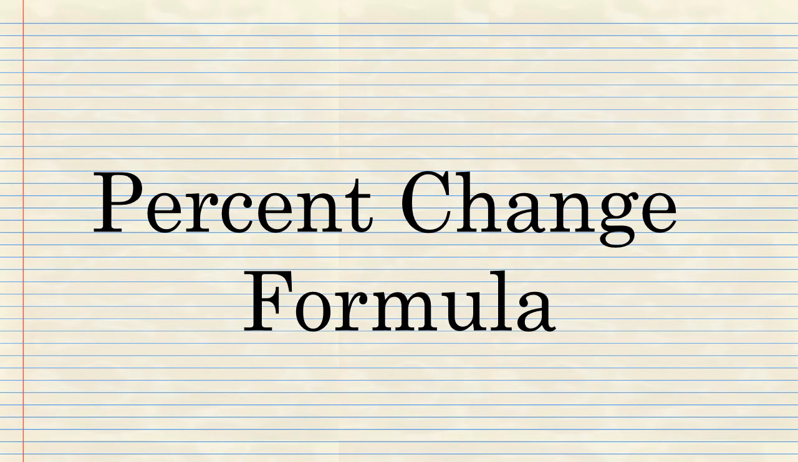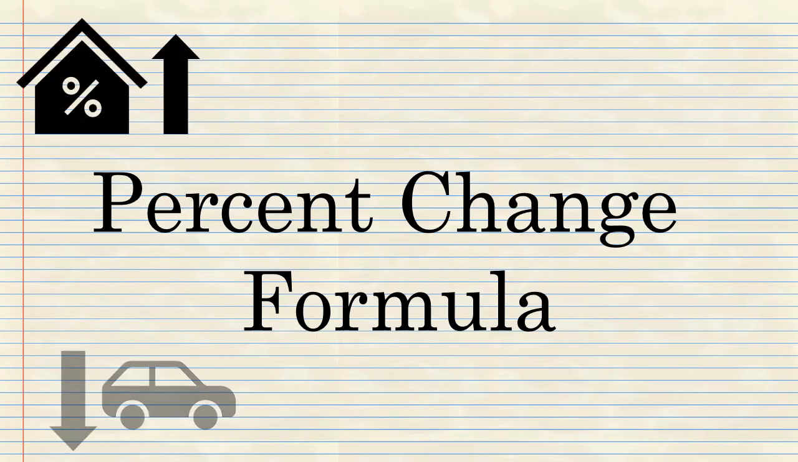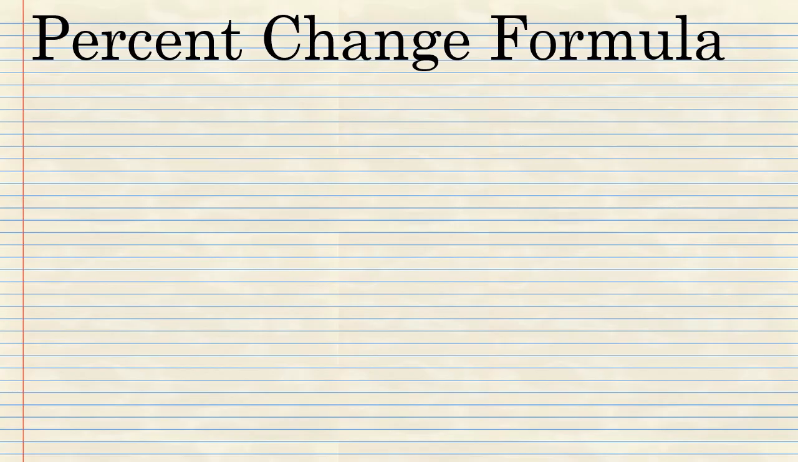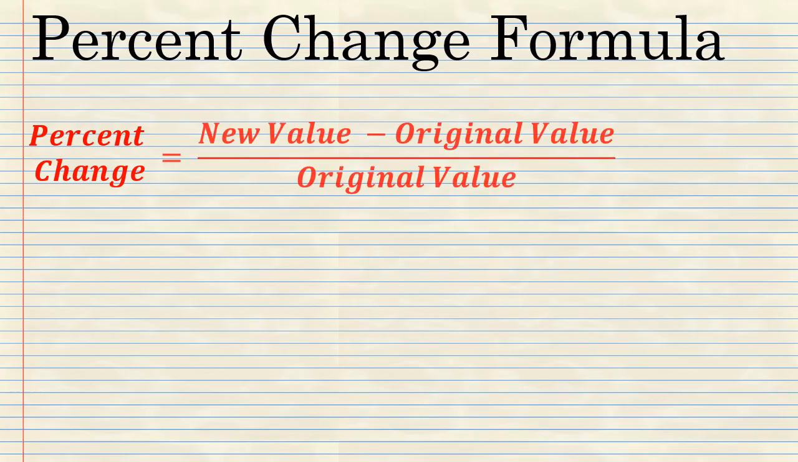The percent change formula can be used to determine the percentage that something has gone up or down in value if you know the original value of the item and the new value of the item after a certain amount of time has passed. The formula is pretty straightforward. The percent change of any item or investment or account that has changed in value over time is equal to the new value, the current value of the item or investment, minus its original value, all over the original value.